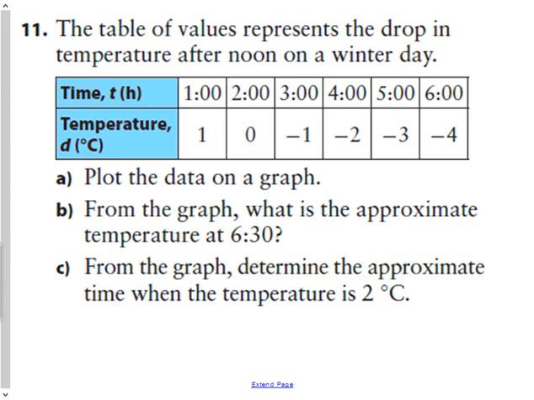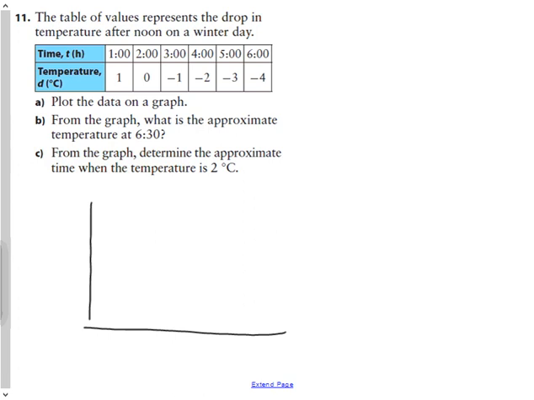Question 11. Did I skip one? Maybe I didn't. It says, the table of values represents the drop in temperature after noon on a winter day. Plot the data on a graph. So when I make my two axes, I'm looking for my 1, 2, 3. Here I have 1 o'clock, 2 o'clock, 3 o'clock. I'm going to call this one T, time in hours, and I'm going to put 1 hour, 2 hours, 3 hours.